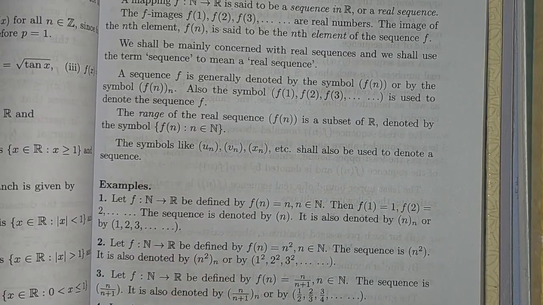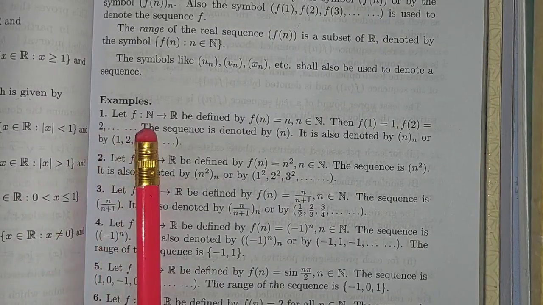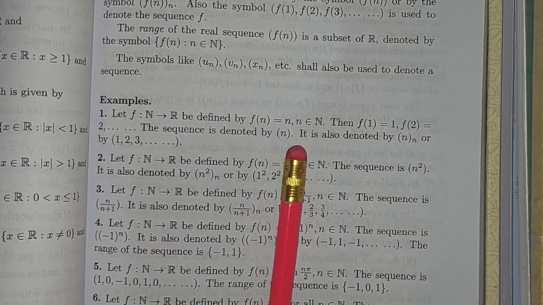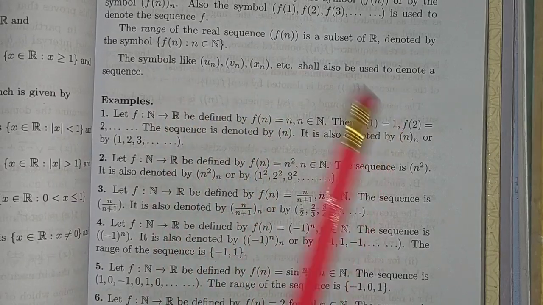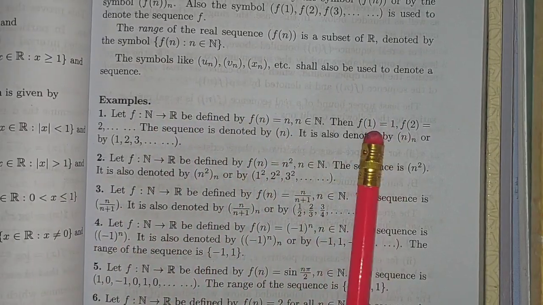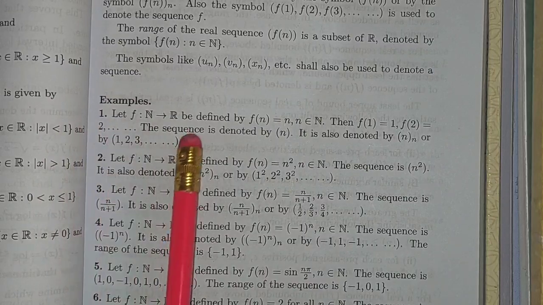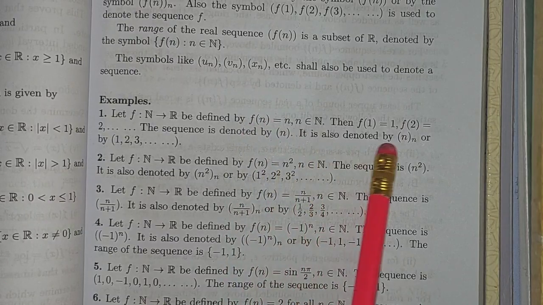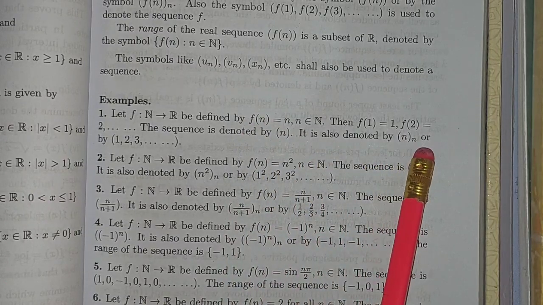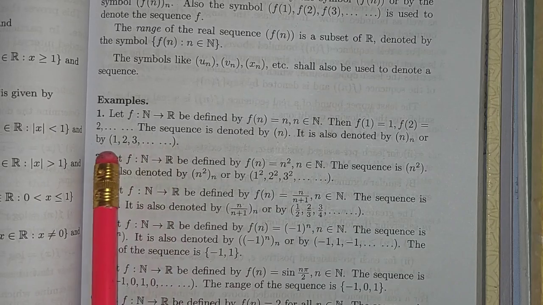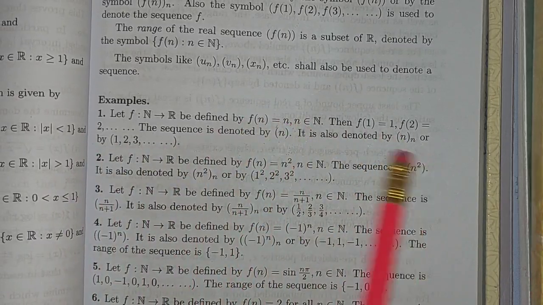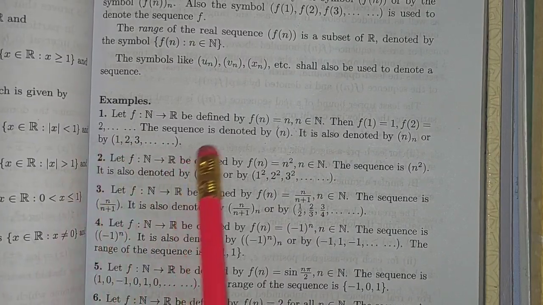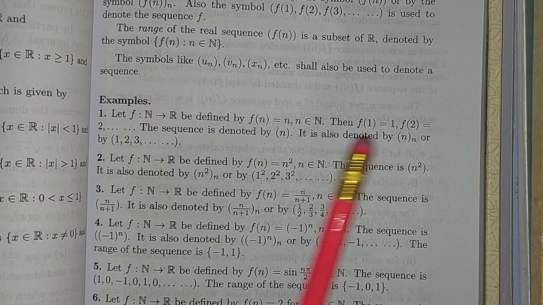Now let us see some examples. Let f be a real sequence and f of n is equal to n. So this mapping is assigning 1 to 1, 2 to 2, 3 to 3 in that way. So f of 1 equal to 1, f of 2 equal to 2, and so on. The sequence is denoted by the symbol n. It is also denoted by n over n. So you are varying this n, right? So this is a symbol for the sequence. Or we can write it as 1, 2, 3, etc. So this is how you have to first denote the sequence.